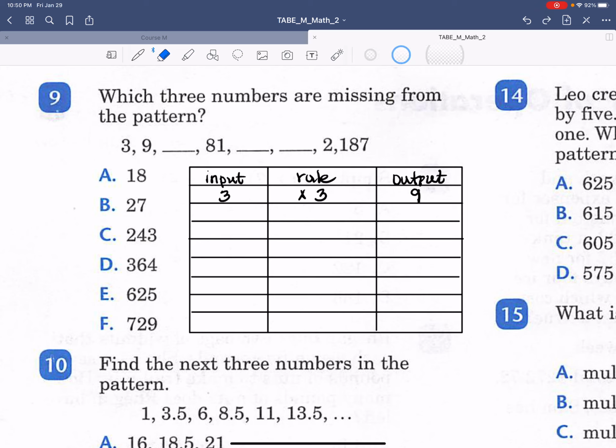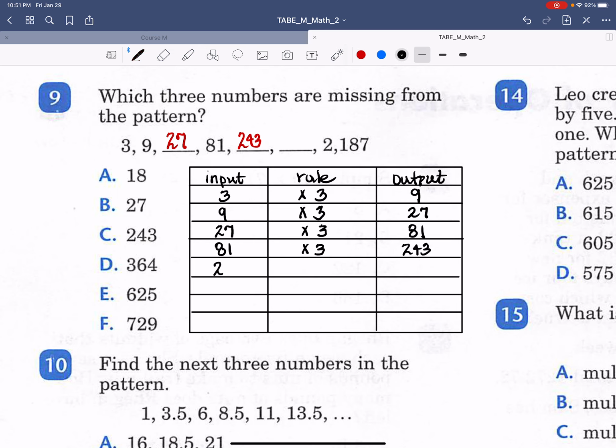Okay. So then the 9 becomes the new input. Let's multiply by 3. That would give me a 27. So that first unknown is the 27. And then 27 times 3, this needs to check out. To get an 81, it does check out. That's a good sign. Then the 81 times 3 is 243. So that is this number.